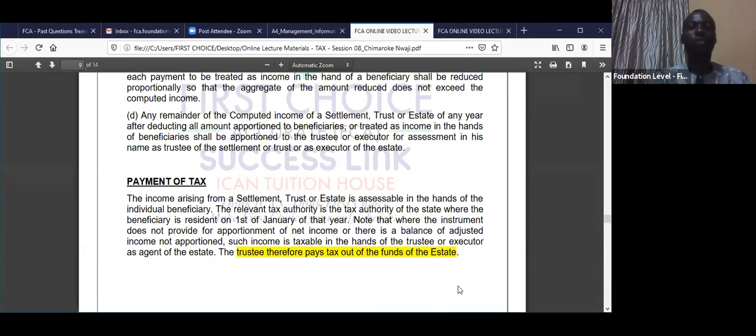So 200,000 goes to child A, 200,000 goes to child B, 200,000 goes to child C, 200,000 goes to child D, 4 of them receiving 200,000. How much is that? 800,000. Who receives the remaining 200,000? That is the undistributed income. It is now in the hands of the trustee. So that part is chargeable to tax in the hands of the trustee. So that is also going to be taxed where the settlor is deemed to be resident before he died.